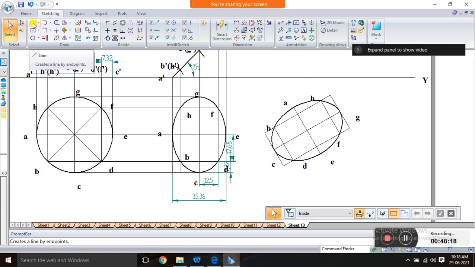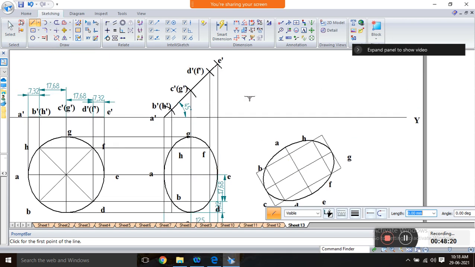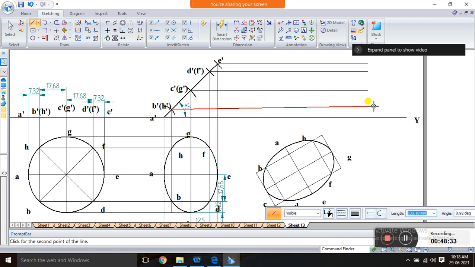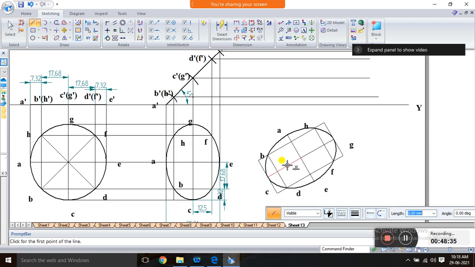Next go for projections. First project all the horizontal lines. Like this, then place A. So A is here, A is here, B is here and B is here, C is here and C is here.